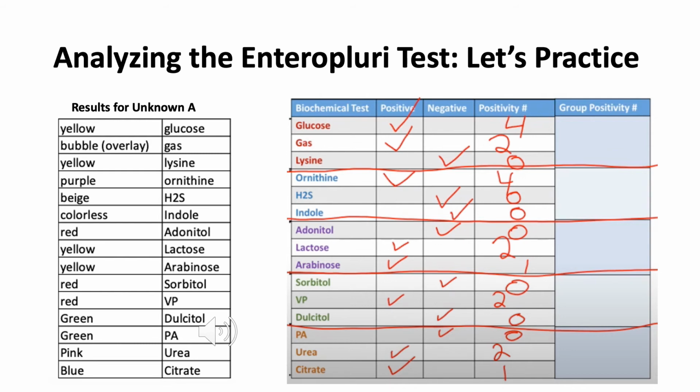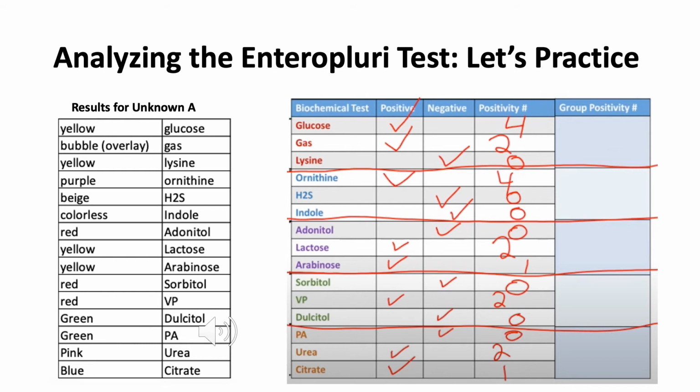And then we move on to lysine. We gave lysine a 0 because it was negative. So then we go on to the next group. Ornithine was positive, and it's the first test in the group, so it gets a 4. The H2S test was negative, so we gave it a 0. The indole test was negative, so it got a 0. Go on to the next group.